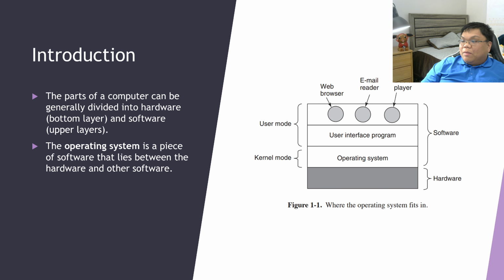So, the parts of a computer system. At the very bottom, we have hardware. And at the very top, we have all the programs that we would like to run on our computer. A web browser. The examples given in the textbook are web browser, email reader, and music player. I would add on to that video games, productivity software, solitaire if it's a very old computer, Discord if it's a very new computer.